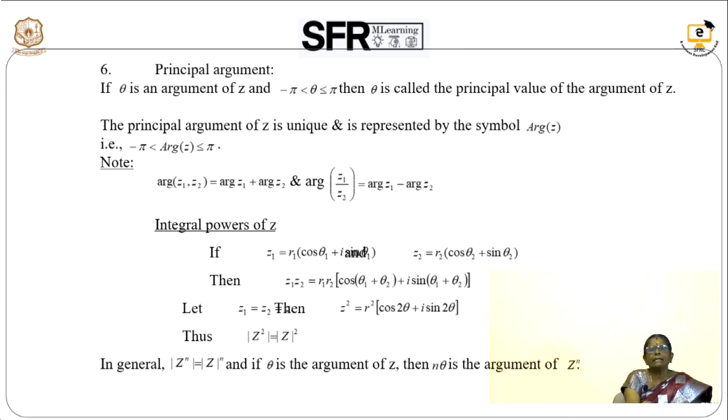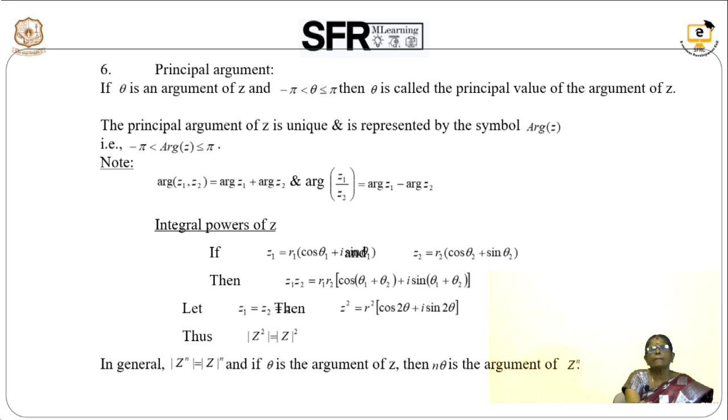How can we find the integral power of any complex number? Express the two complex numbers in polar form and multiply them, then apply the cos(a plus b) formula, and you get r1 into r2 times the result. Put z1 equal to z2 and apply the result, then mod z squared equals mod z the whole squared. In general we can extend this power up to n, therefore mod z power n equals mod z the whole power n, and here theta is the argument of z and n theta is the argument of z power n.